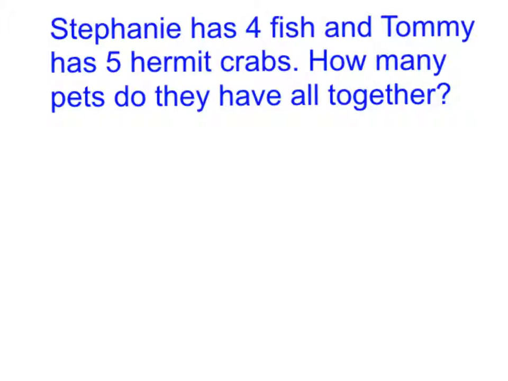First, we will use snap cubes to represent the values concretely. Much like Scooby Doo and the Mystery Gang, we have to look for the clues in the problem. The first clue we see is 4 fish. The second clue we see is 5 hermit crabs.